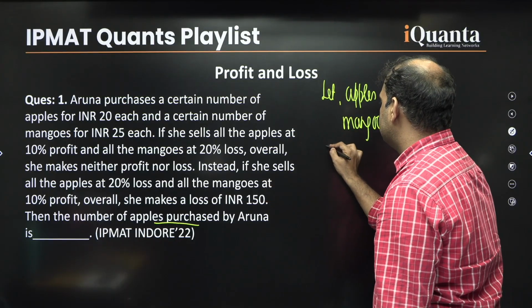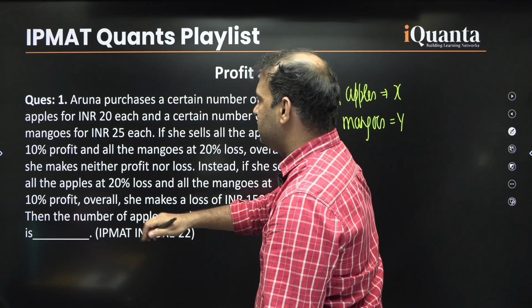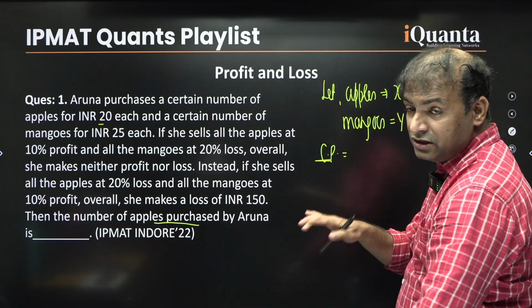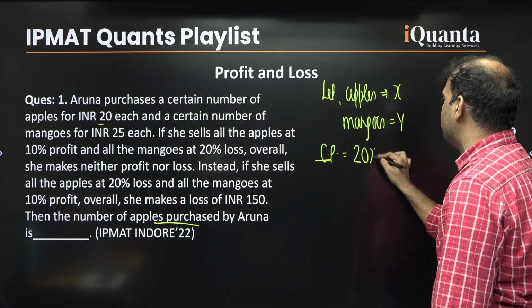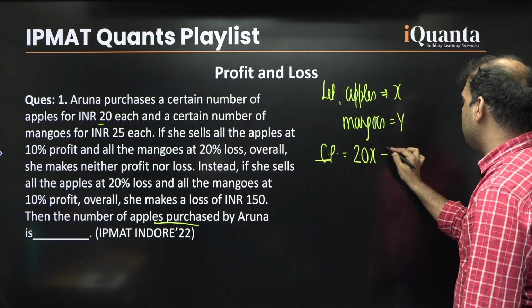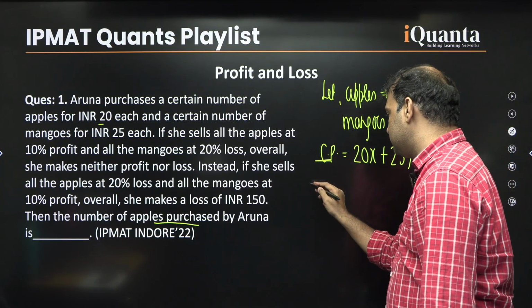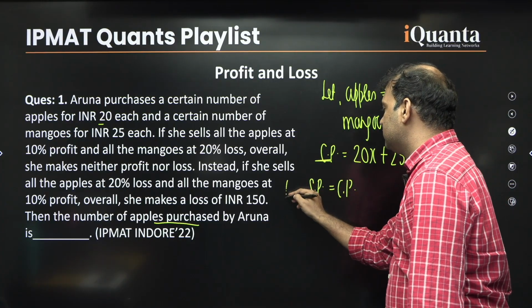By the way, what is a CP? CP is something which is fixed. She buys apples at rupees 20 each and mangoes at rupees 25 each. So what should be her cost price? It should be 20x, because the number of apples is X, and 25y because the number of mangoes is y. And we know that in the first case, the selling price is equal to the cost price. Simple, right? So let's consider this the first case.